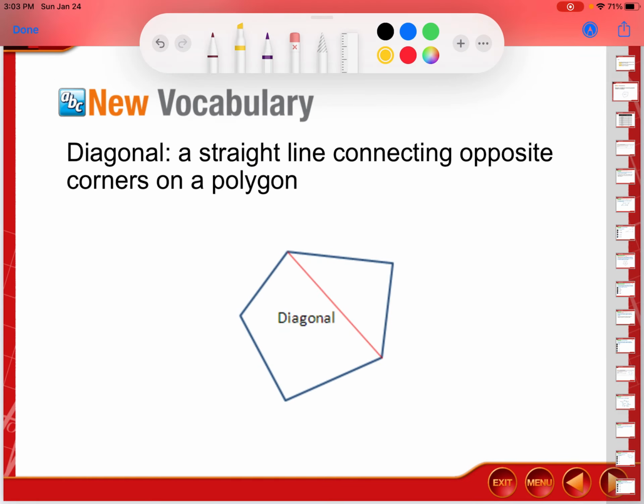So a diagonal is a straight line connecting opposite corners on a polygon. So you could choose any two opposite corners. They have this red line drawn in. You could also draw one like here or here or here. You can draw diagonals in anywhere as long as it's to opposite corners. If it's not to opposite corners, then it would just be kind of a side of the polygon or an edge of the polygon. It wouldn't even be a separate entity that needs a new vocab word.